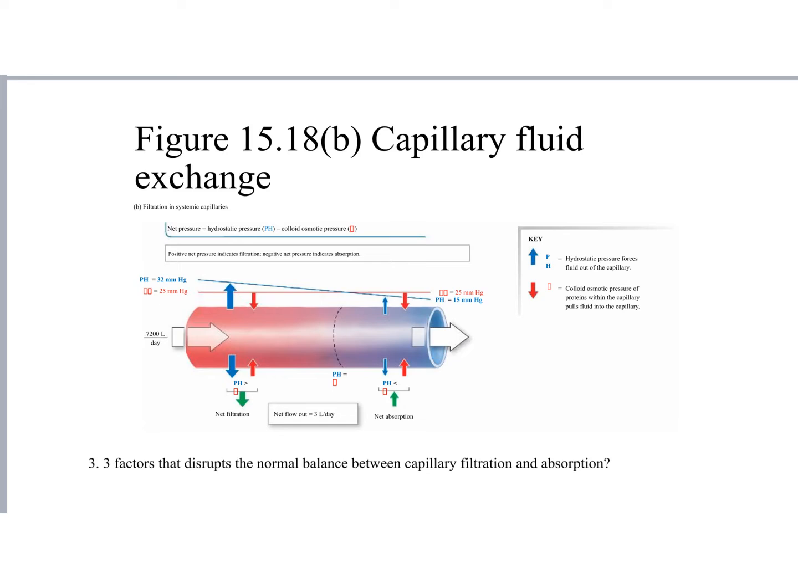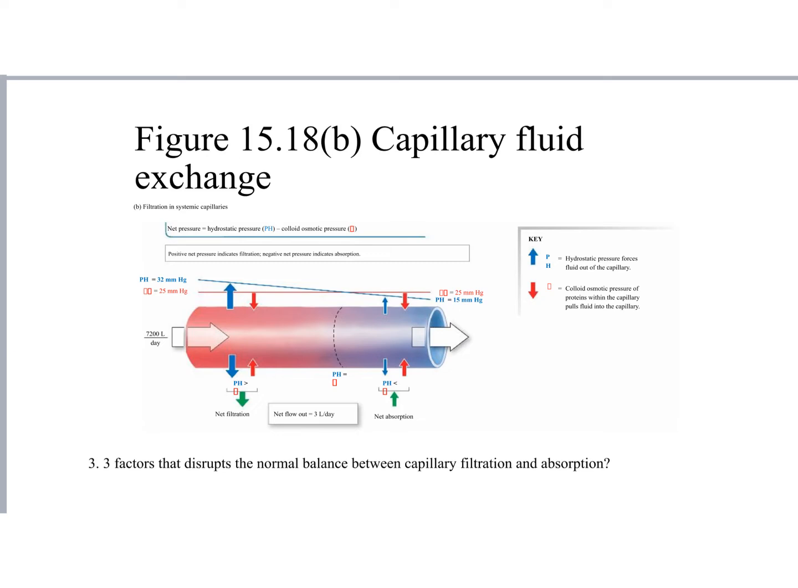All right, the next question wants you to list 3 factors that disrupt the normal balance between capillary filtration and absorption, and then what causes each one. You can find this on page 500 of the textbook. First, an increase in capillary hydrostatic pressure could be caused by heart failure. Last week, we looked at a case study about heart failure, and it was left-sided heart failure where there was a mitral valve prolapse.